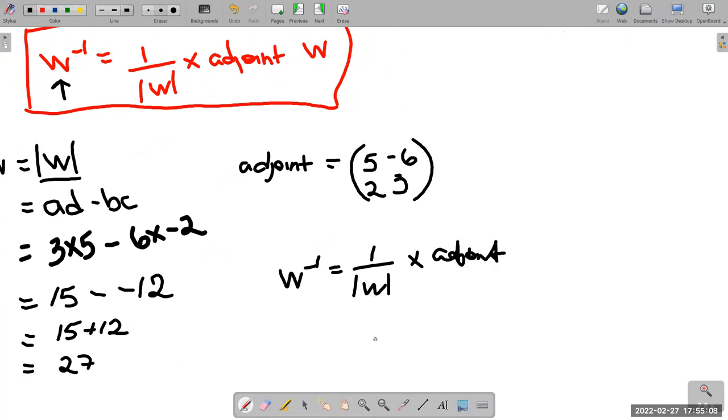So what does that mean? It means this is going to be 1 over 27 times the adjoint, which is what we just found: 5, -6, 2, and 3.